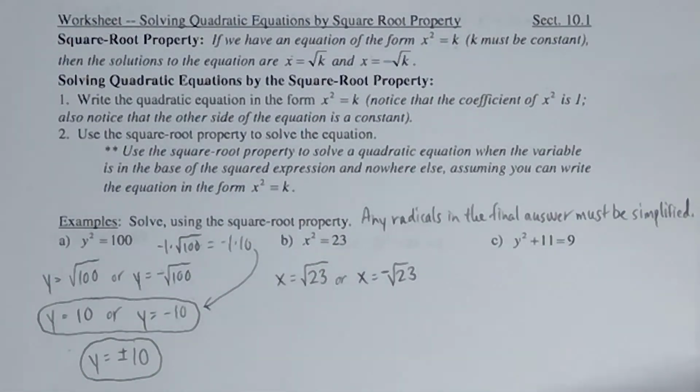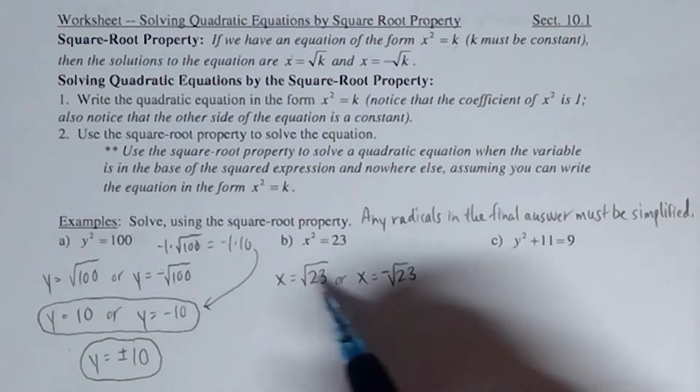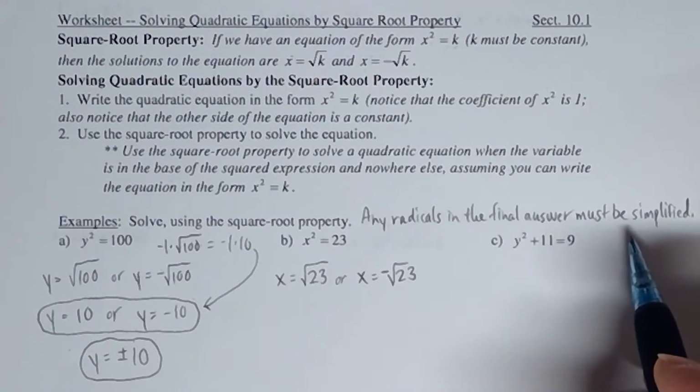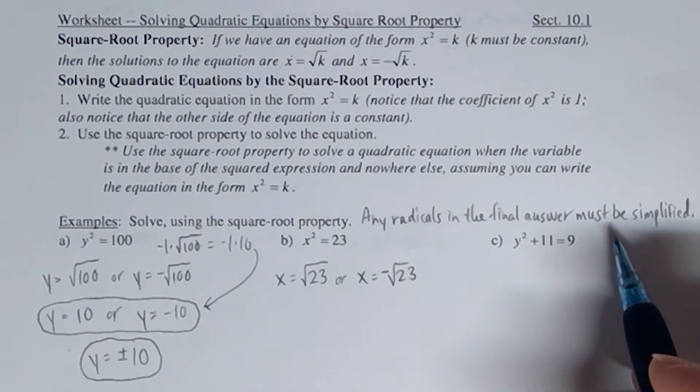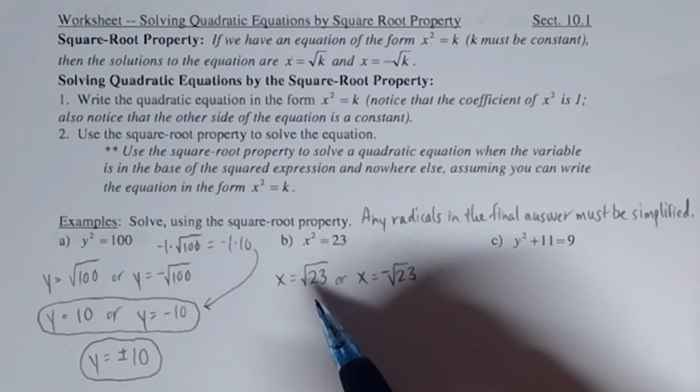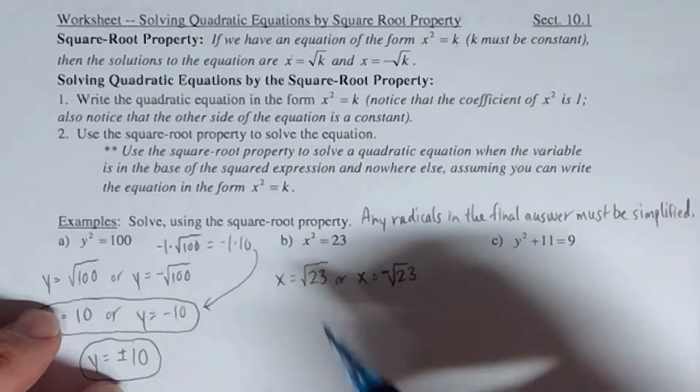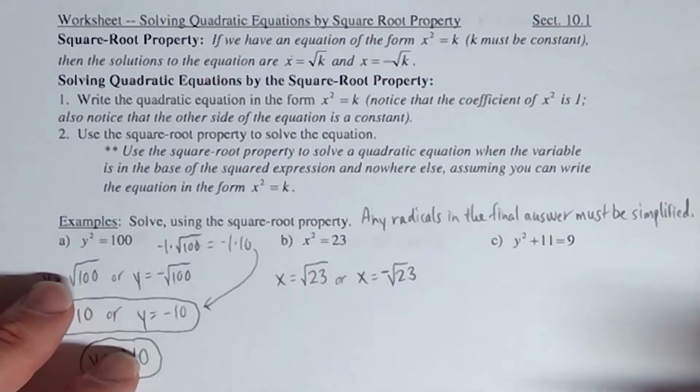Last two questions we have to ask ourselves, though, is can you simplify this radical like they asked us to? No, 23 doesn't simplify. You can't factor a 4 out of it. You can't factor a 9 out of it. 16 doesn't work either. You can't simplify that.